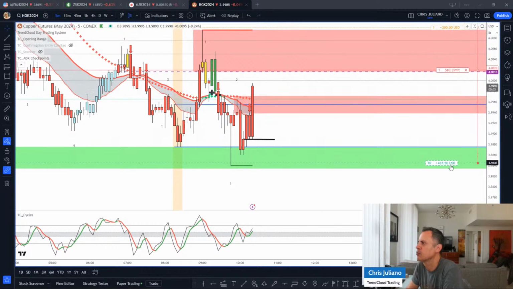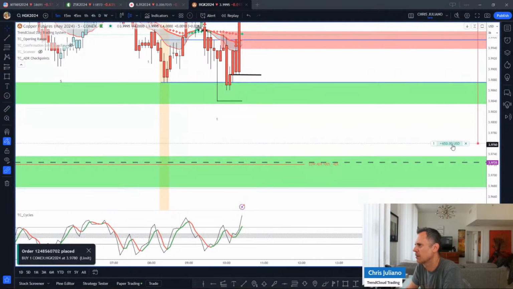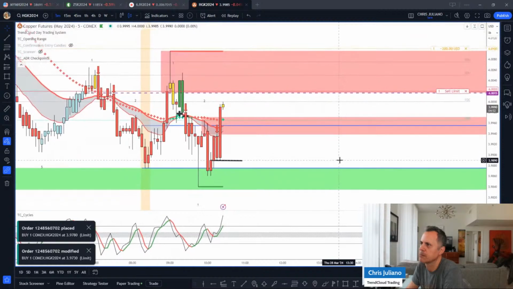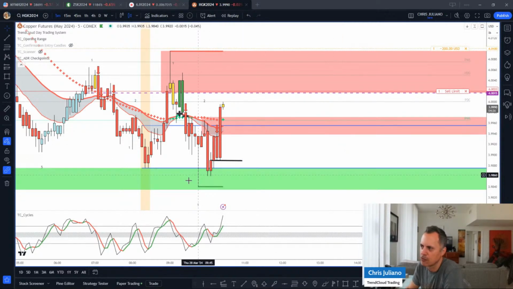If we bring this down to the ADR checkpoint, that gives us an even bigger reward, doesn't it? So now in hindsight, we're saying to ourselves, well, we should have gotten out at that 1-to-1 and got risk-free. Well, yeah, but it didn't break through structure. You want to get risk-free when you start breaking through structure first.